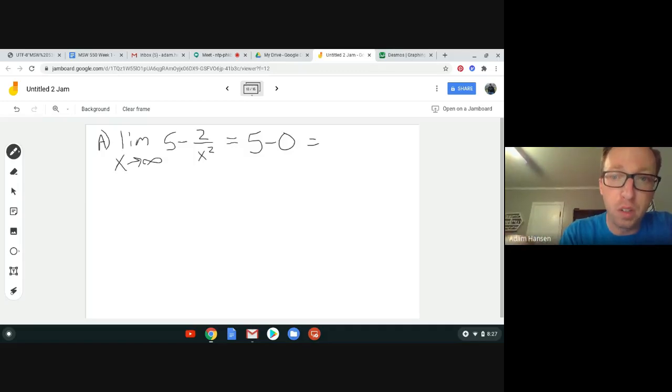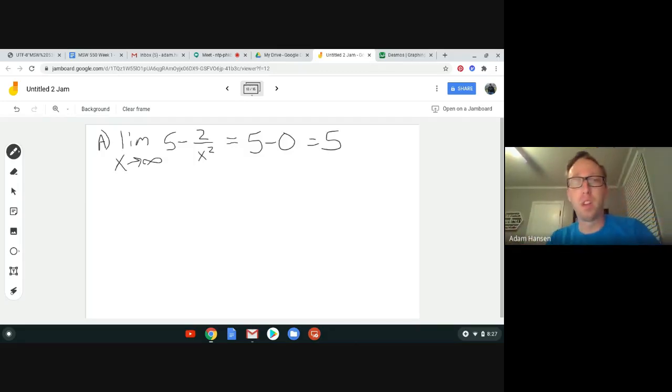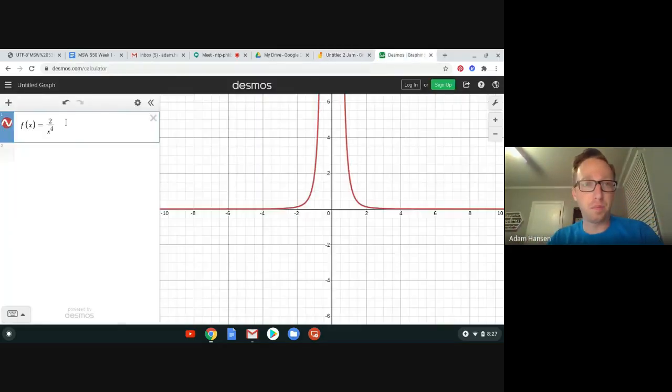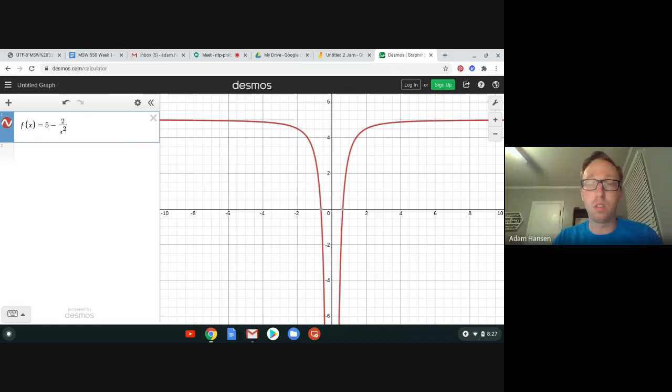5 minus 0 is 5. Now you can always confirm this using a graph. As x gets arbitrarily big or arbitrarily small, we get closer and closer to 5.